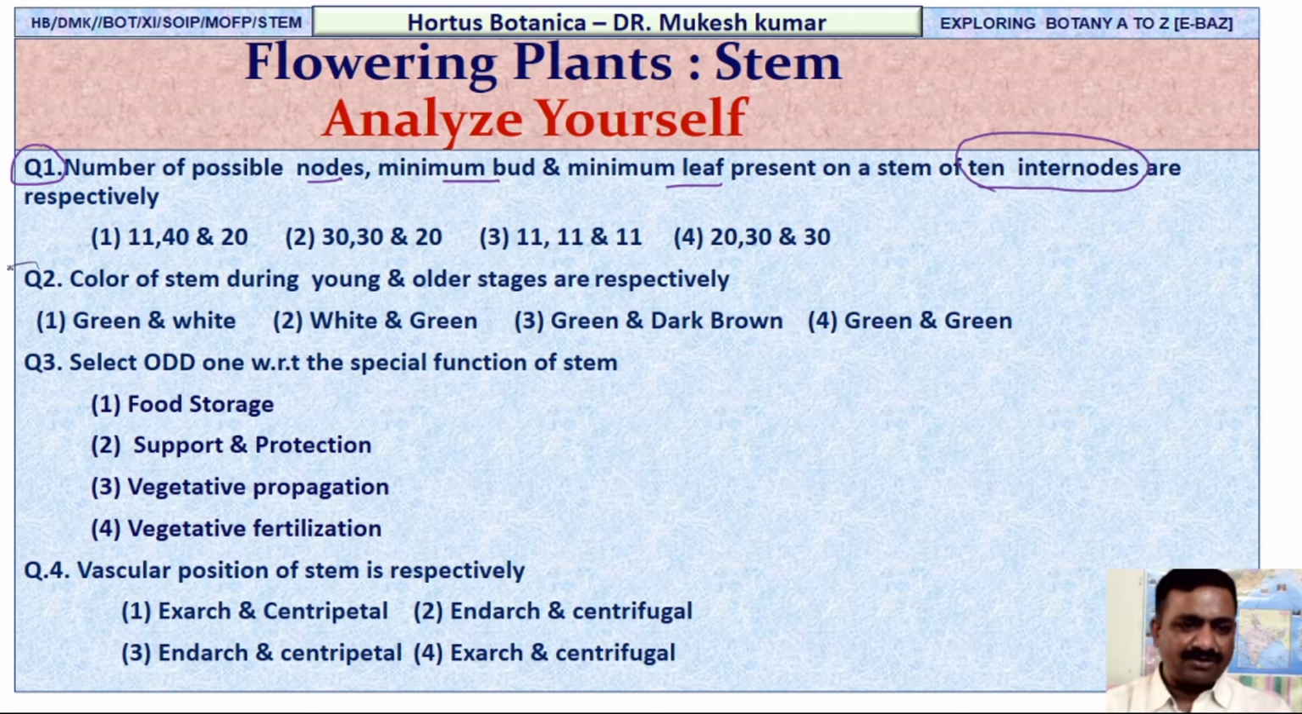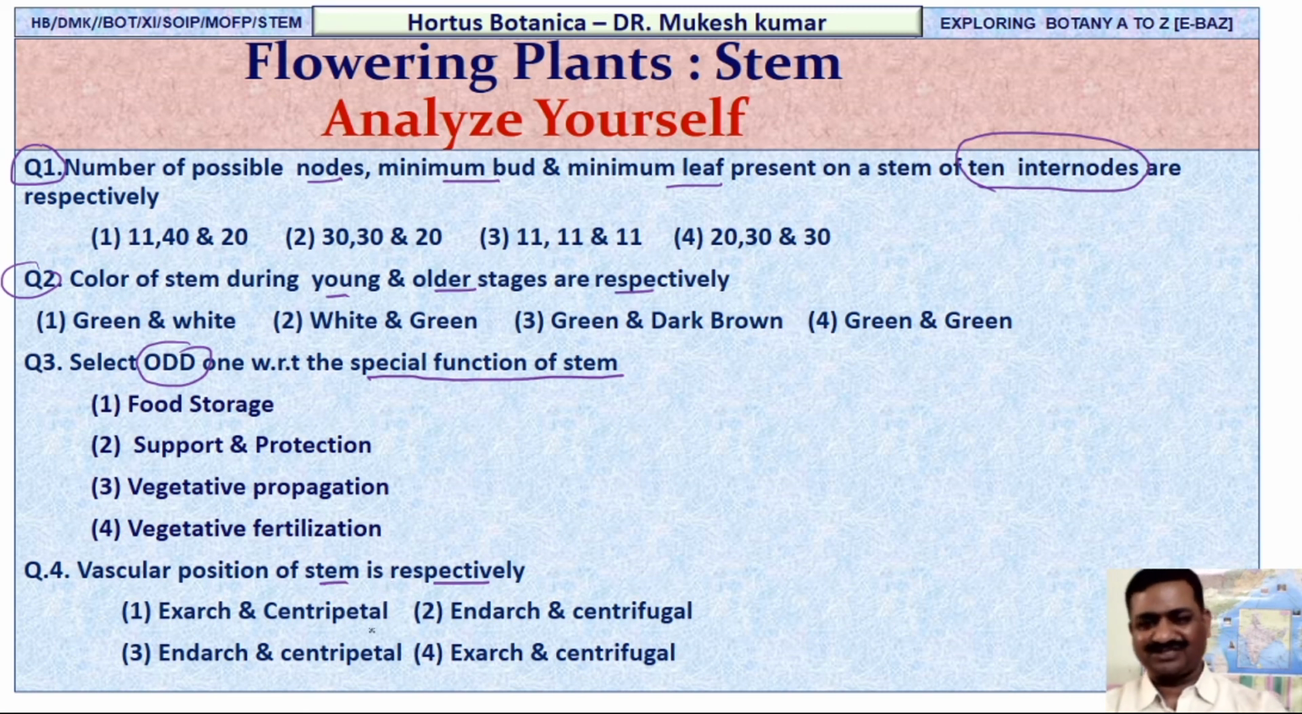Second question, find out the color of a stem during young and older stage respectively. Third question, select the odd one with respect to a special function of the stem. You have to find out the odd one which is not applicable. And the fourth, the vascular position of a stem is, respectively, you have to find out either it is exarch, endarch, or centripetal or centrifugal. We have just studied. But no, I will not tell you the answer. I will tell you the answer in the next lecture of the stem. So first do it. Write down in the comment section what should be your answer, and we will discuss later on.